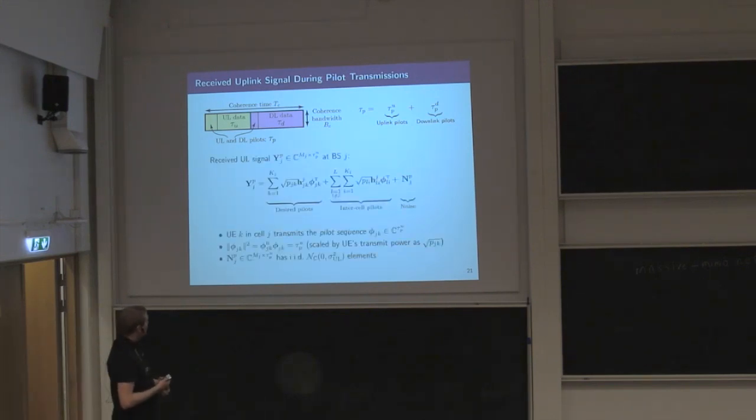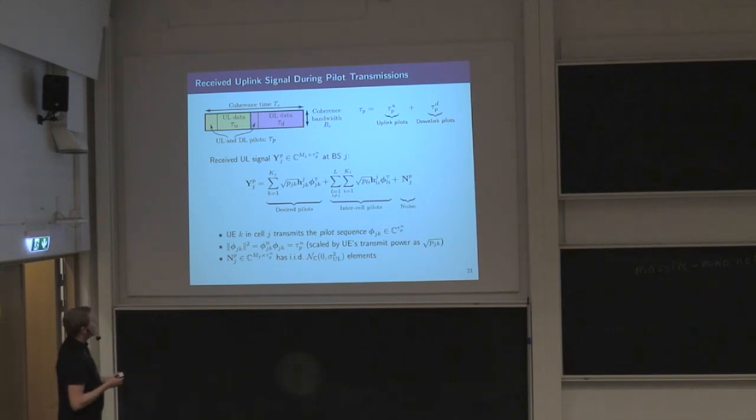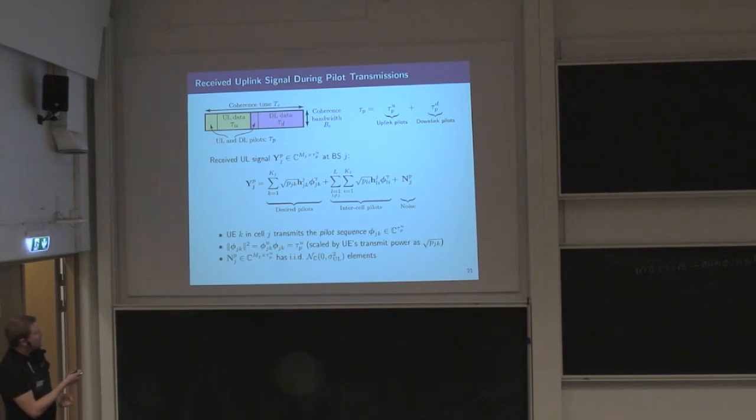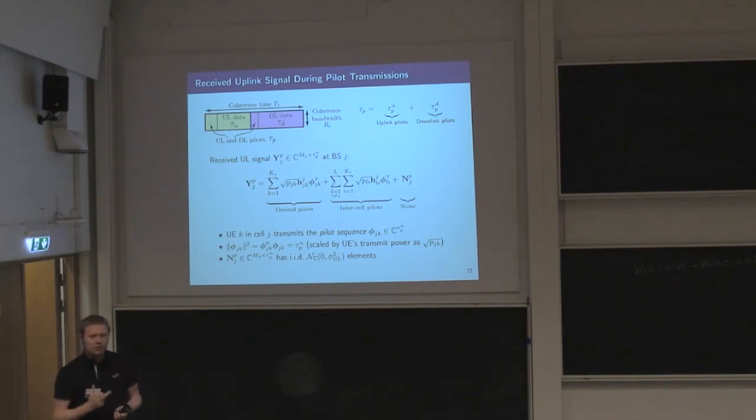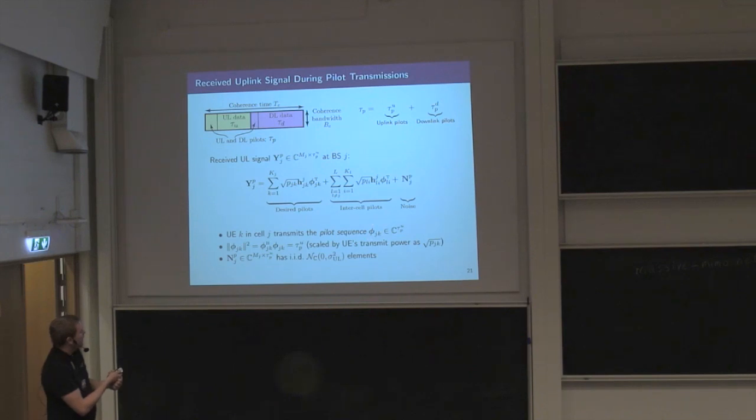And what I'm sending as a user is the so-called pilot sequence. This pilot sequence is a vector of length tau p u, so that's the number of samples I'm using for uplink signals, and user k in cell j is using a pilot sequence called psi jk. The sequence is normalized such that if I take the squared norm of it, it is equal to tau p u. And when the user is sending the signal, it just takes the pilot sequence and multiplies it with its uplink power, which is p jk.